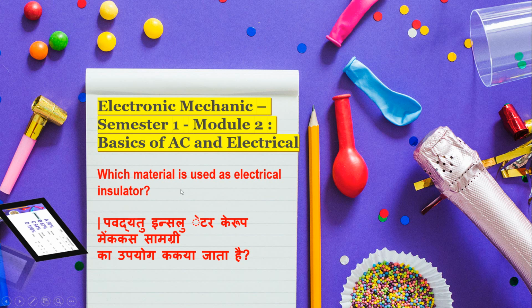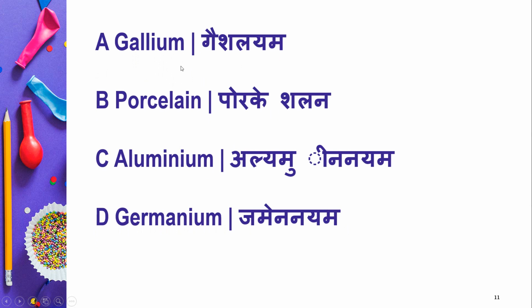Which material is used as an electrical insulator? We know that gallium is a semiconductor, aluminum is a conductor, germanium is a semiconductor, but porcelain is an insulator. Okay, porcelain is an insulator.